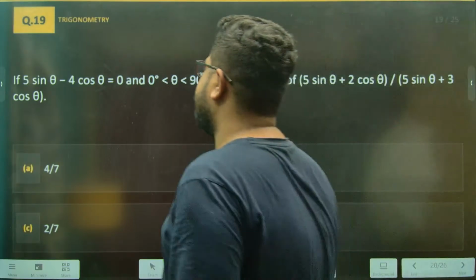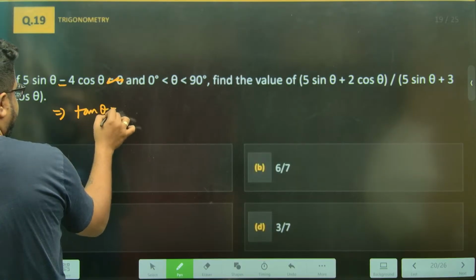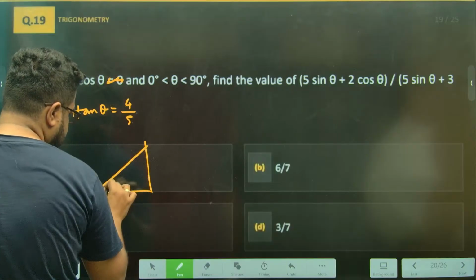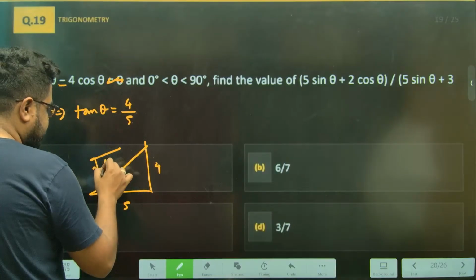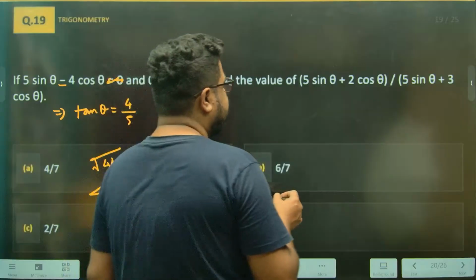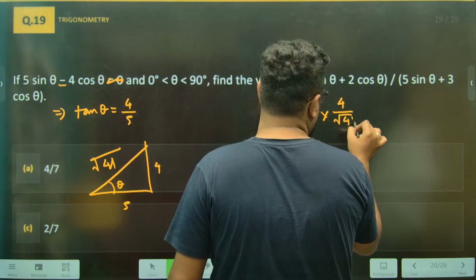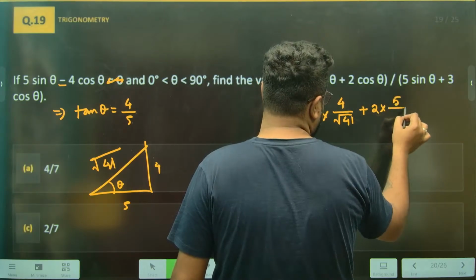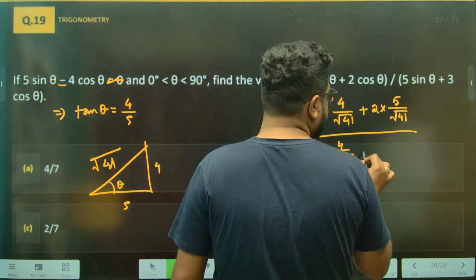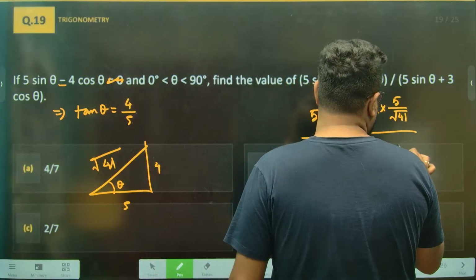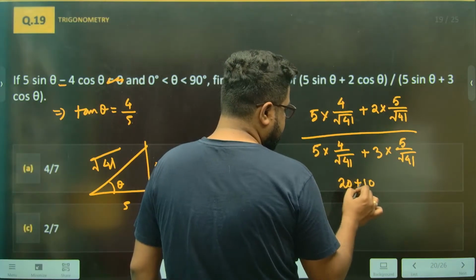5 sin theta minus 4 cos theta equal to 0, meaning 5 sin theta equals 4 cos theta. Next line, sir. Tan theta is 4 by 5. So this is theta, with sides 4 and 5. The hypotenuse will be root over 25 plus 16, so root 41. Now 5 sin theta plus 2 cos theta. 5 into sin theta is 4 over root 41, plus 2 cos theta is 5 over root 41, divided by the same thing, 5 over this, plus 3 cos theta. 3 will be, sir, 5 over root 41. Root 41 will cancel. 20 plus 10, 20 plus 15.